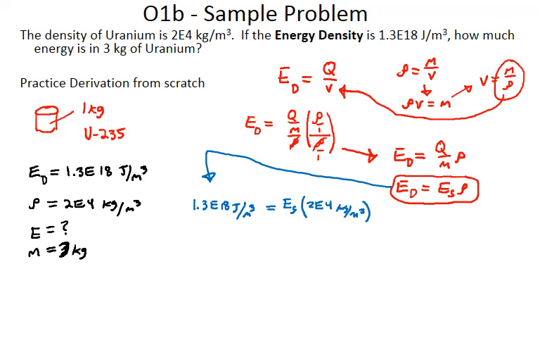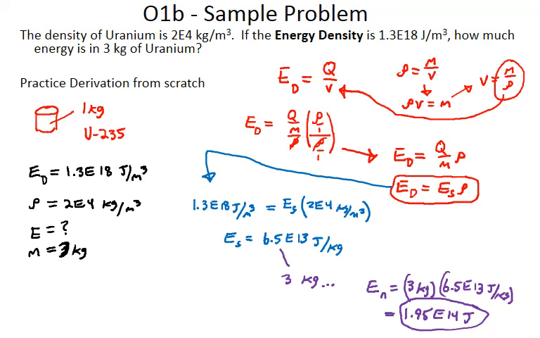So we have the specific energy, or the energy density rather, and I have to fix those slides. And then we divide both sides by the density itself, and so how many joules we get per kilogram is this. We have 3 kilograms, so the total amount of energy we would get would be 1.95 times 10 to the 14th joules.